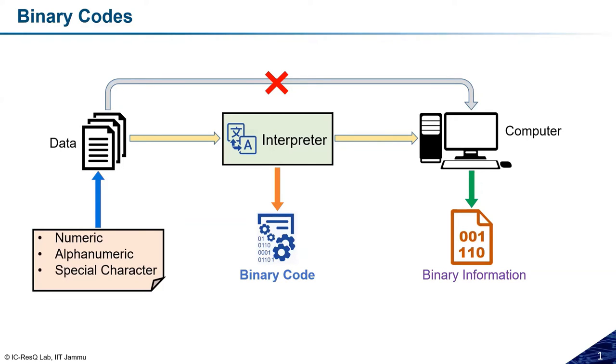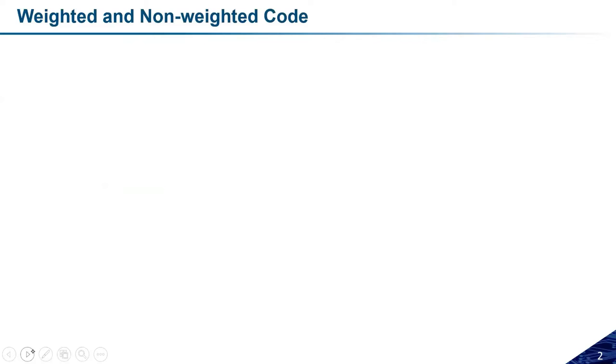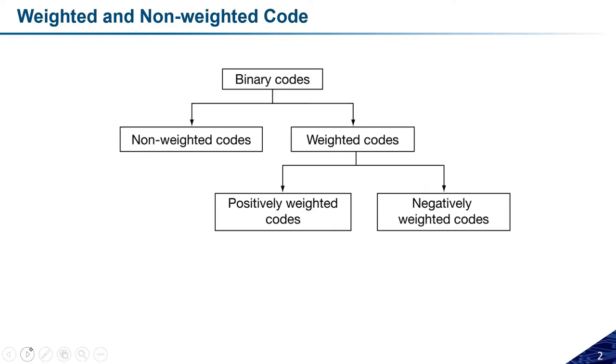Binary code can be of different kinds, so there are different classifications of binary code. The first classification we can decide by the weight of its digits. So these codes are weighted and non-weighted codes. What does it mean? Let me take some examples so that you will be able to understand what I'm saying.